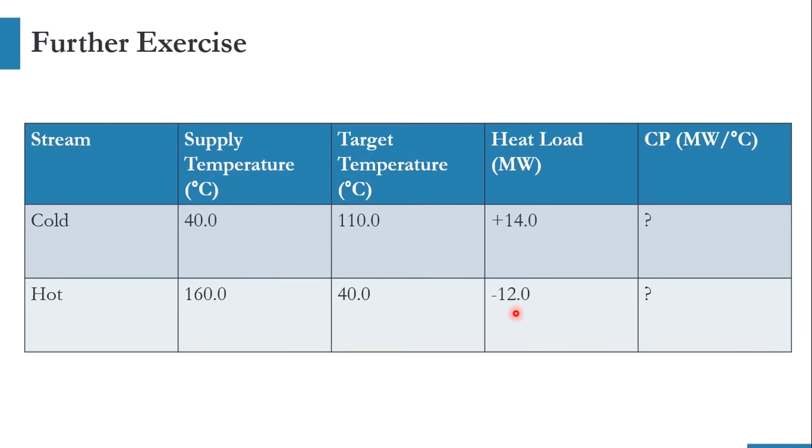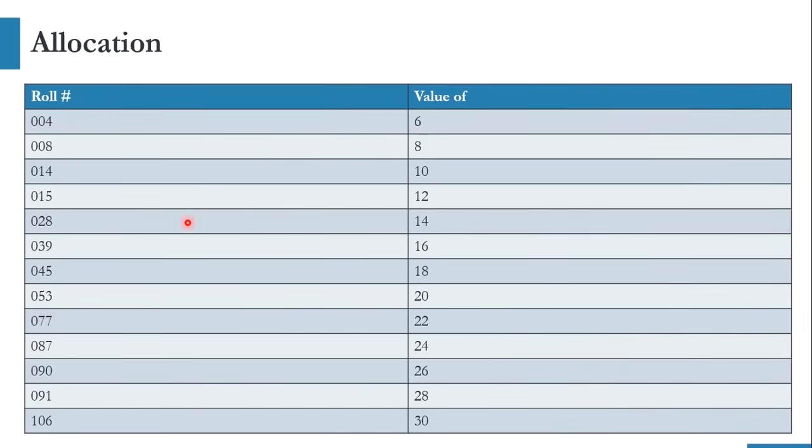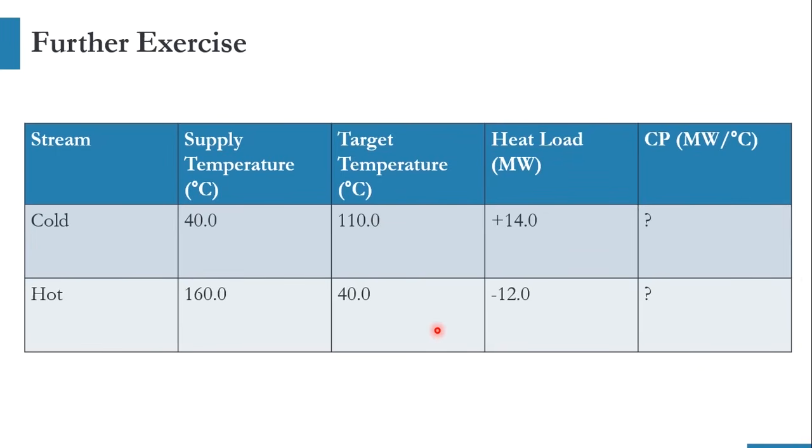And then the hot stream is given to you, and roll numbers are assigned the value of delta T minimum as 6, 8, 10, 12, 14, 16, 18. So you have to submit this, and that will count towards your attendance for this lecture. If you are unable to submit it by the deadline, then unfortunately your attendance won't be counted.